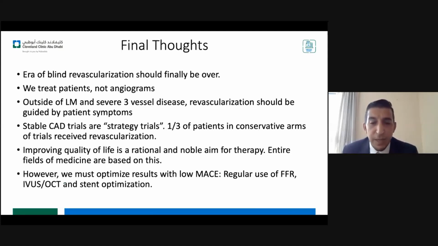But we need to really do a better job as a community of optimizing our results with low MACE. And I think the data is very clear that regular use of FFR, intracoronary imaging with IVUS and OCT, and stent optimization are critical in giving our patients the best results possible. Thank you.